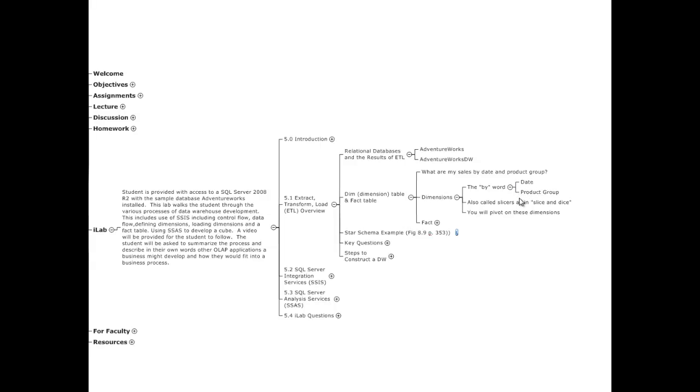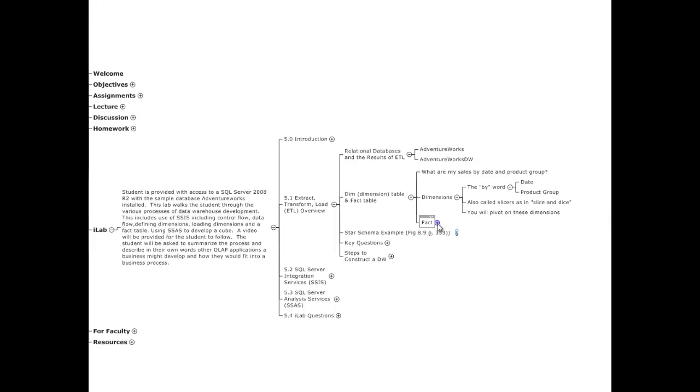And these are also called slicers. Some people call them slicers, as in the phrase slice and dice. These are the things you're going to pivot around on. So you might start out by looking at, for a given range of dates, various product group sales within that, or you could take product group sales and break it down by dates within a product group, just whichever way you wanted to pivot that particular fact table.